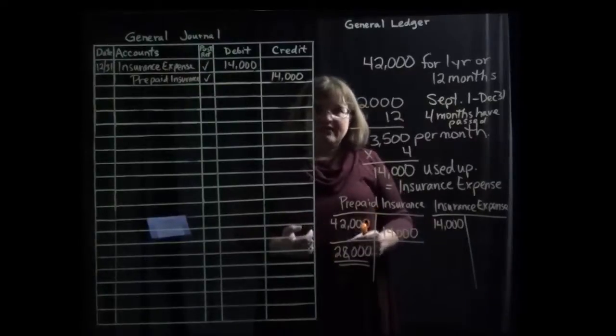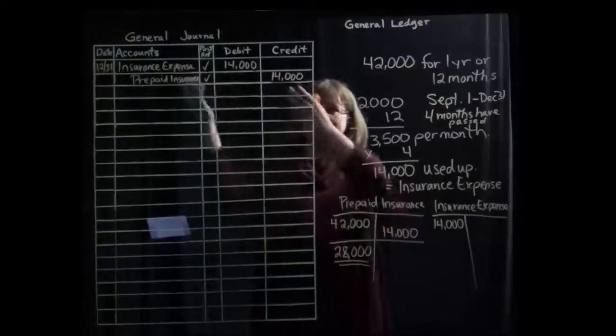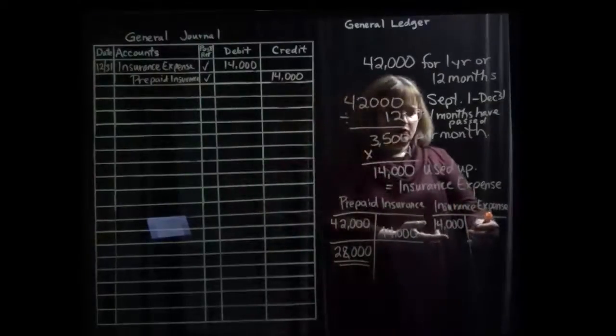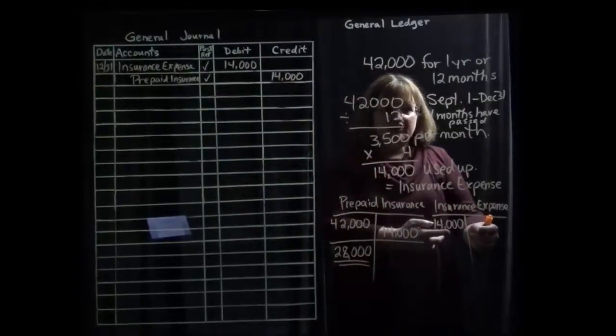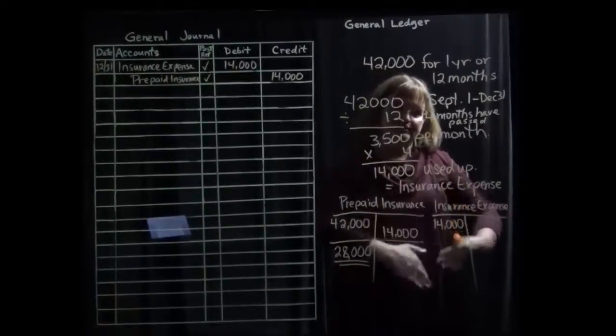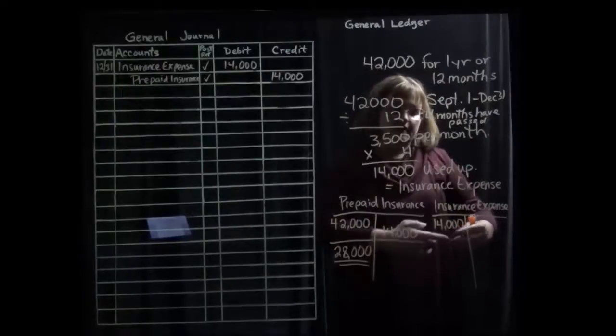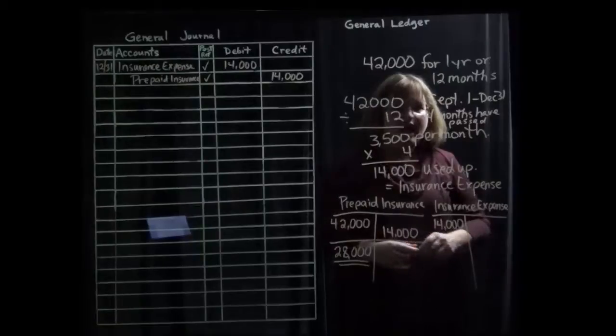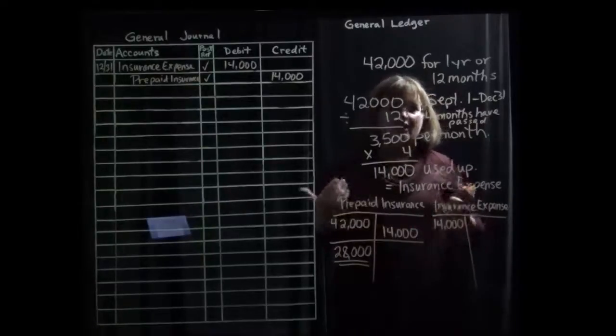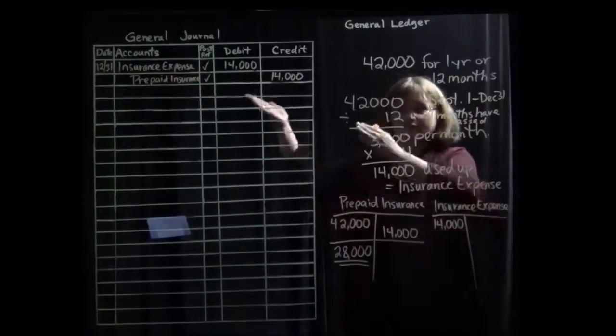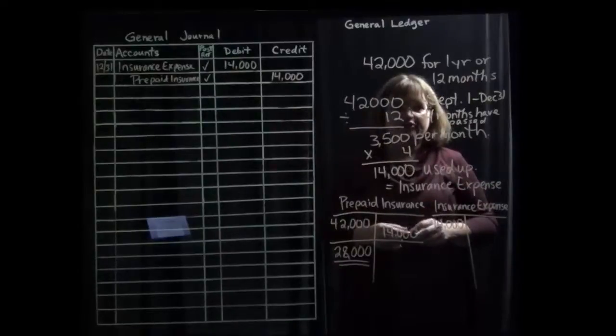Or if they wanted the effect on income, we would say, oh, if we didn't make that entry, we would not have recorded any insurance expense at all. Our insurance expense would be 0 instead of $14,000. That means if our expenses are too low, and we know that revenue minus expenses equals net income, then the net income number is too high. And so we would say that our net income is overstated if we fail to make this adjusting journal entry.